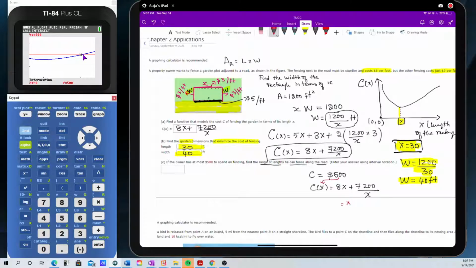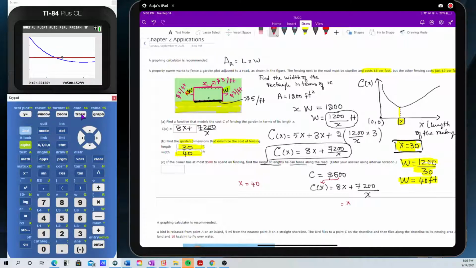So this rightmost intersection point is x equals 40. Now I want to see what the leftmost point is. So let me zoom out again. Now I'm going to use the other point and zoom in. So now I want this point. So I'm going to go closer to that point to zoom in. And I need to look for this intersection point.